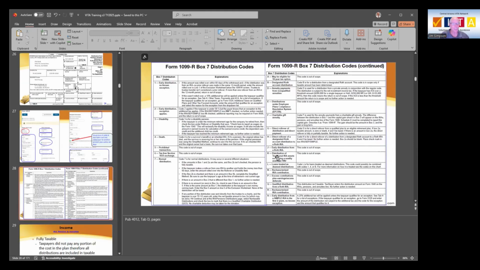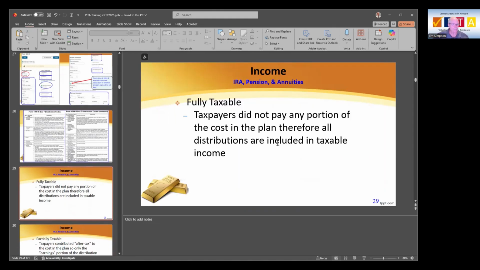Here's the page in tab D of the 4012 that gives you all those codes. And I would get used to going and looking at this because, well, you can see here, and I'm not going to try to make you read this, right? But you can see this is just box 7 distribution codes. There's a lot of them. And if you look at some of these, a lot of these are out of scope. So you at least want to make sure you're doing a return that's within scope. And then you might want to read some of the things here, right? Just to make sure you're entering it, perhaps.